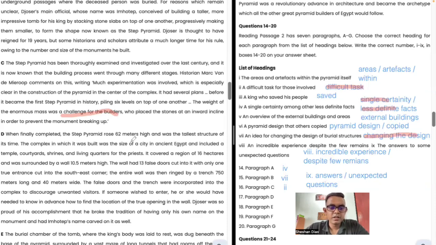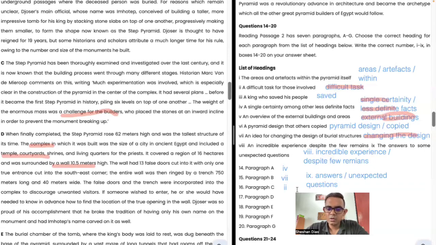The complex in which it was built was the size of a city in ancient Egypt and included a temple, courtyard, shrines, and living quarters for the priests. Okay, so they are talking about the complex in which it was built. So they're talking about the surrounding area, which included temples, courtyards, shrines, and living quarters for the priests. It covered a region of 16 hectares and was surrounded by a wall of 10.5 meters high. Okay, so it's clearly talking about the external buildings, right? It's talking about the external buildings. So here we are, external buildings. All right, external buildings. So that is answer number 5.